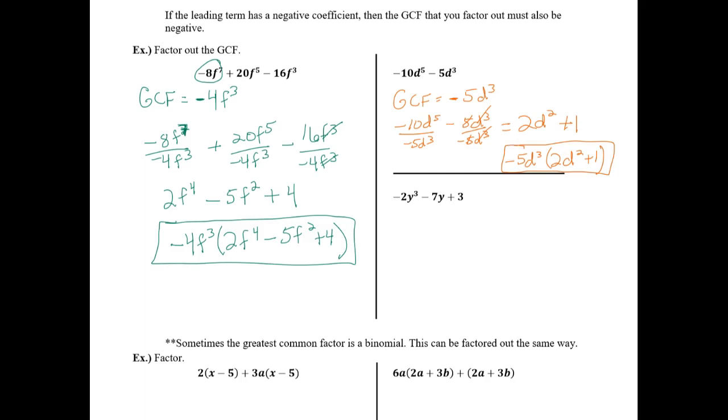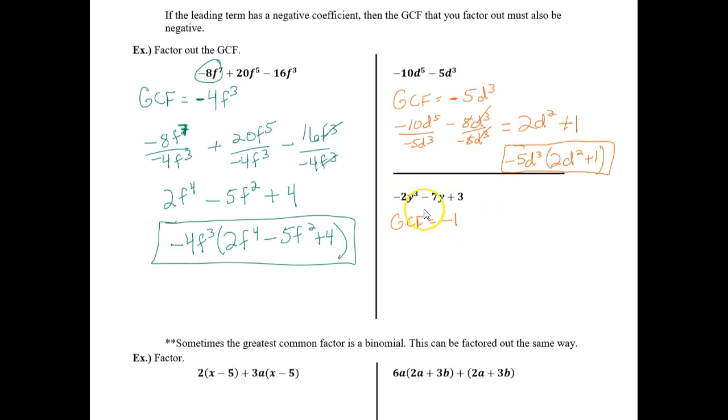And the next one here, same thing. I look at each term. I spot my leading term, which is the y cubed. It has the highest degree. That leading term has a negative coefficient, so I need to remember to take out a negative. And I look at my coefficients, 2, 7, 3. They actually don't have any common factors other than 1. So I'm going to have to take out a negative 1, right? 2 is prime, 7 is prime, 3 is prime. They have nothing in common.